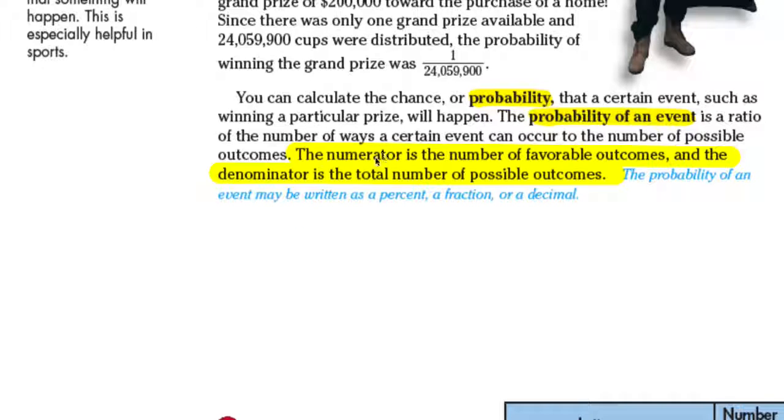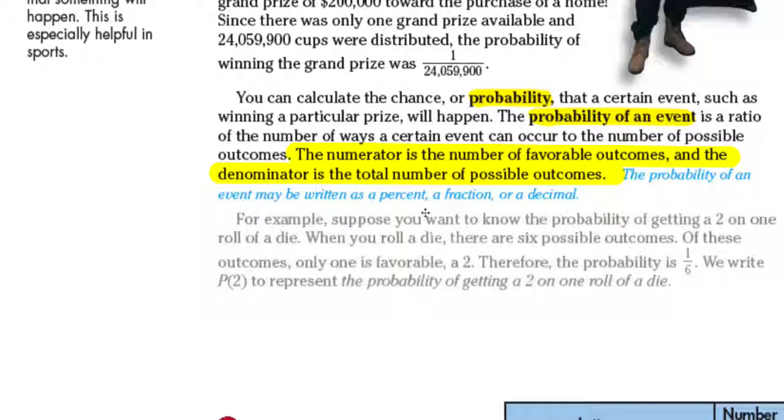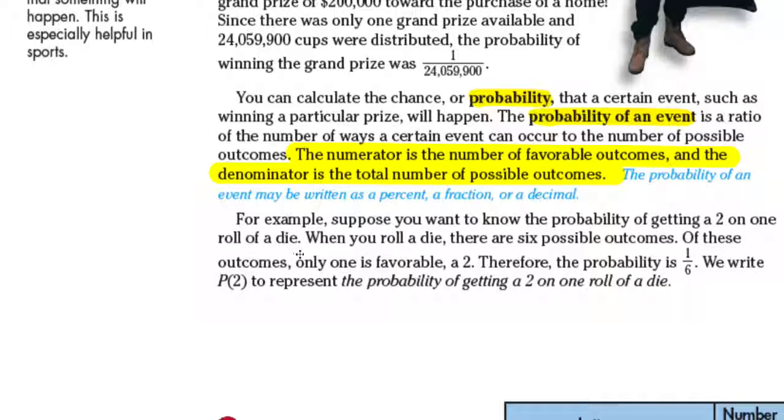For example, let's take a look at this one. Suppose you want to know the probability of getting a 2 on one roll of a die. When you roll a die, there are 6 possible outcomes. You know what a die is; a die is the singular of dice. Of these outcomes, only one is favorable, a 2. Therefore, the probability is 1 out of 6, because there is one favorable outcome and 6 total possible outcomes.